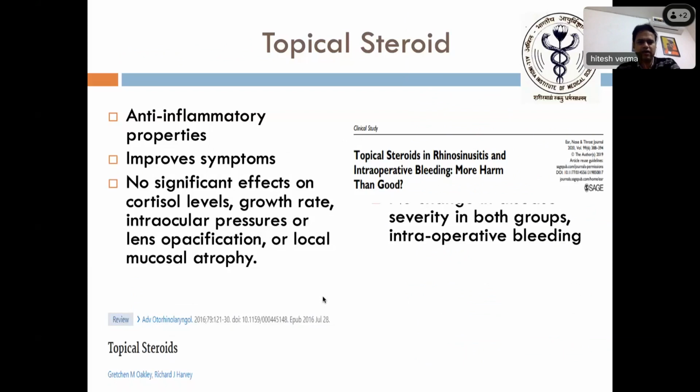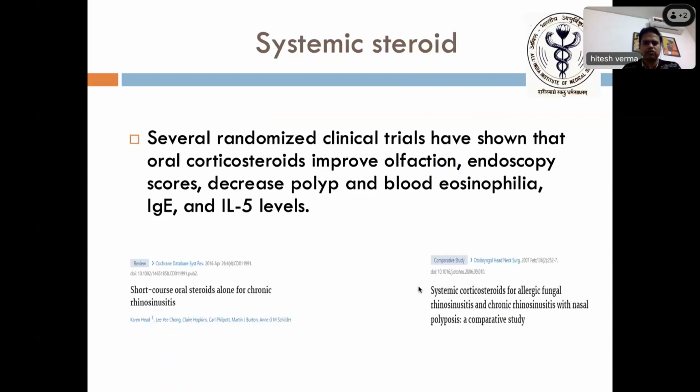So in topical preparation, steroids have anti-inflammatory property, so they improve the symptoms. As we use a topical steroid, it doesn't have a significant effect on the cortisol level, growth rate, and intraocular pressure, though earlier literature showed risk of lens opacification and local mucosal atrophy. But what the literature suggests is that pre-operative topical steroid therapy has not much effect on intraoperative outcome. So systemic therapy is better in such cases when surgery is planned.